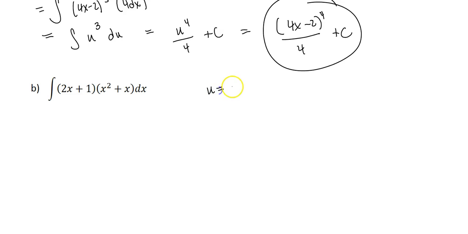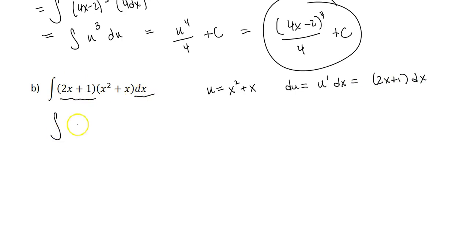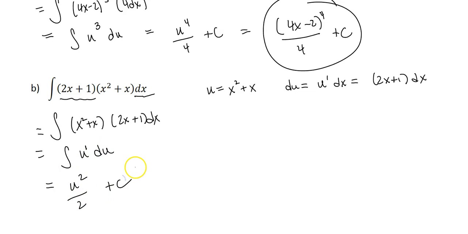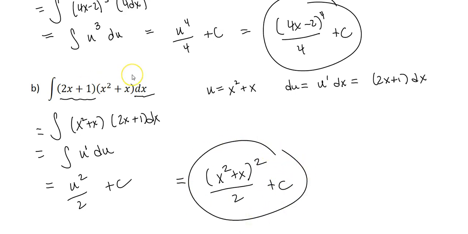However, if you notice that if you let u be equal to x squared plus x, du, which is u prime dx, would have to be 2x plus 1 dx. And notice you've got that here. So if I just rewrite the order here, you might see that this is actually the integral of u du, and that's understood to be the first power. So that'll be u squared over 2 plus c, which is x squared plus x squared over 2 plus c. So again, there's nothing wrong with just foiling this out and finding the integral straight up, but you could use the special forms here as well.